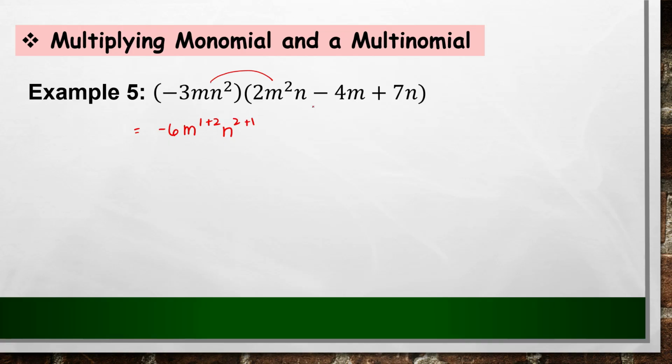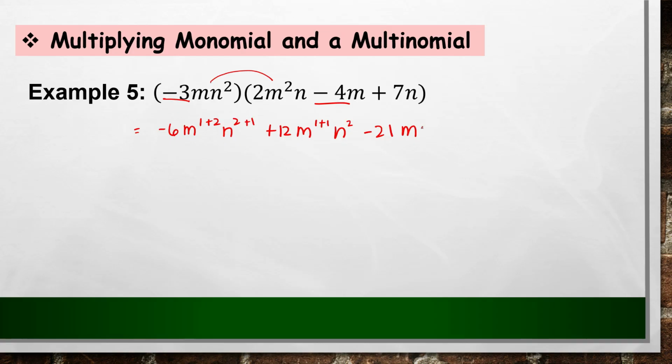Again, consider that as negative 4 and then negative 3, so that'll be positive 12. M, 1 plus 1. There's no n here, so I need to include n squared. Negative 3 times positive 7 is negative 21.